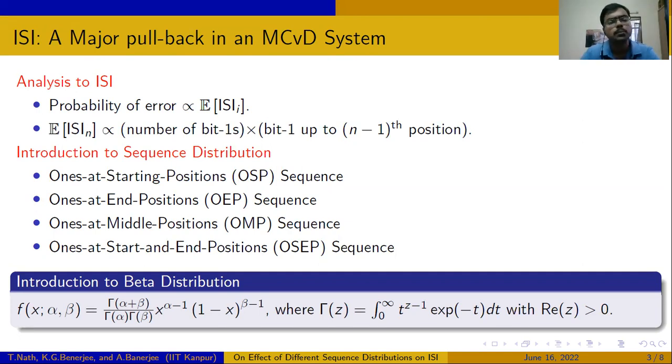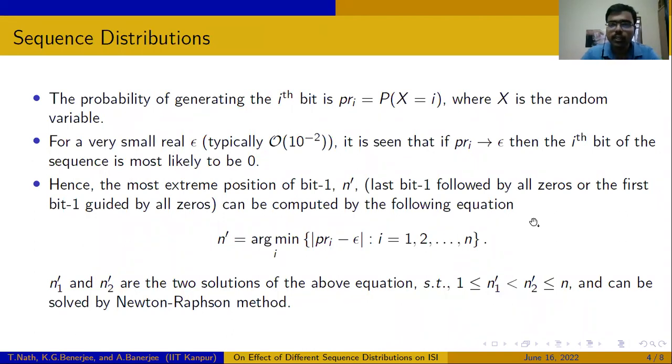Now, all these 4 types of sequence distributions can be generated by the beta distribution function that has been given below. The probability of generating the ith bit is PRI, that is P of x equals i, where x is the random variable and i is the discrete integer from 1 to n. For a very small value of epsilon, typically in the order of 10 to the power minus 2, if PRI tends to epsilon, then the ith bit of the sequence is most likely to be 0. This position is defined by n dash and is given by the equation arg min over i of PRI minus epsilon, such that i equals 1 to n.